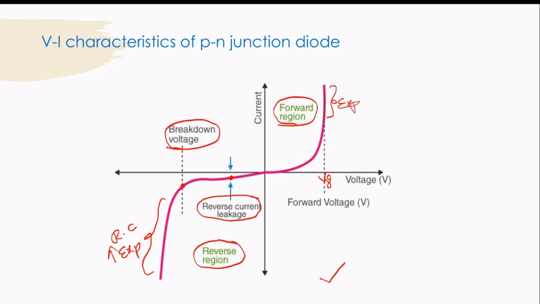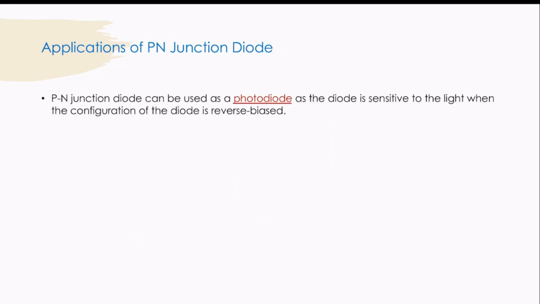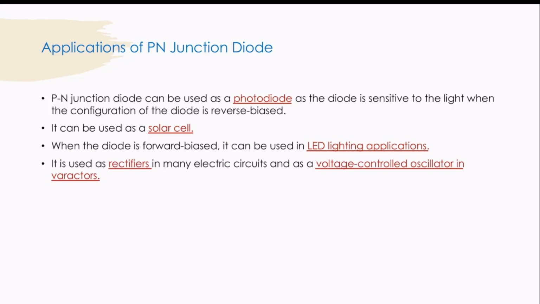Now let us see some of the applications of the PN junction diode. The PN junction diode can be used as a photodiode, as the diode is sensitive to light when it is reverse biased. It can be used as a solar cell. When the diode is forward biased, it can be used in light emitting diode lighting applications. And it is used as a rectifier in many electric circuits and as a voltage controlled oscillator in varactors. So these are some of the important applications of the PN junction diode.